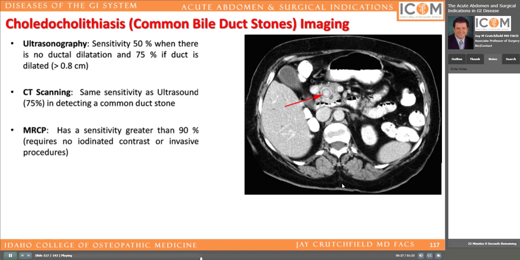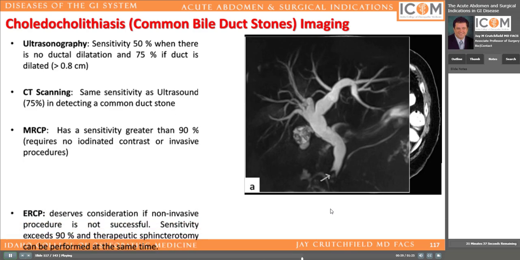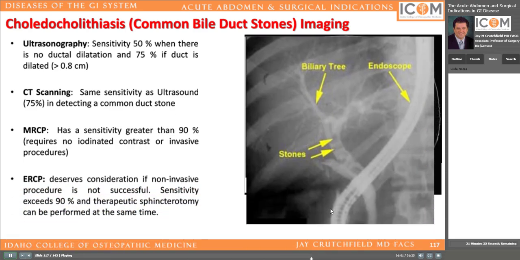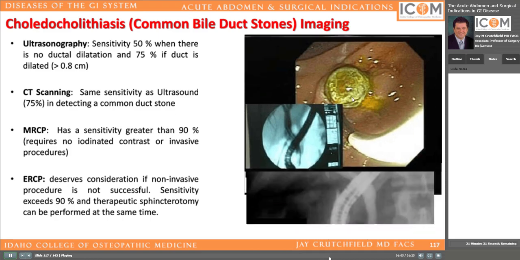MRCP has a sensitivity greater than 90%, but it also is slower and more expensive. The advantage is it does not require any iodinated contrast or invasive procedures. However, if ultrasound or CT or MRCP shows choledocholithiasis or cancer, it'll be necessary to open the bile duct by performing an ERCP, a sphincterotomy, whereby the sphincter fibers are actually cut, and placing a stent to allow the bile to drain.